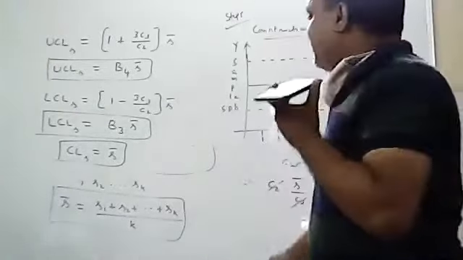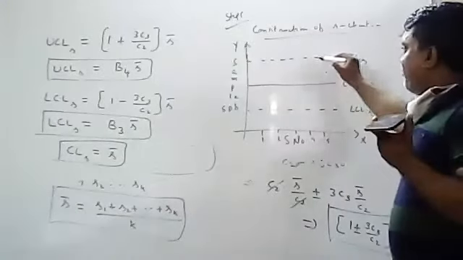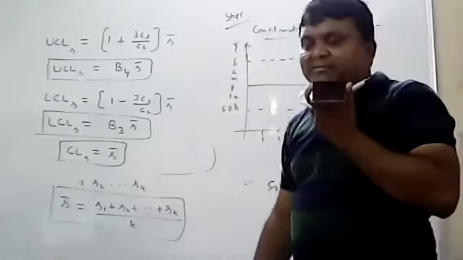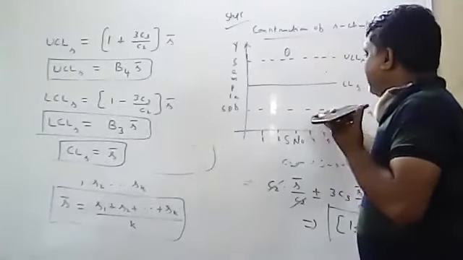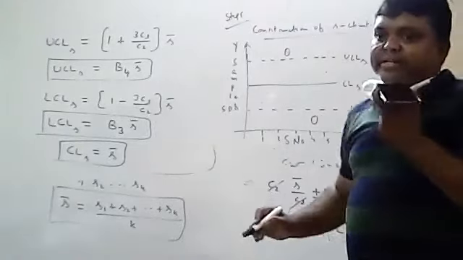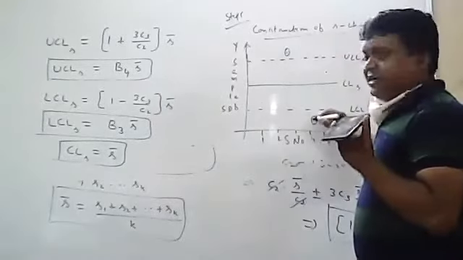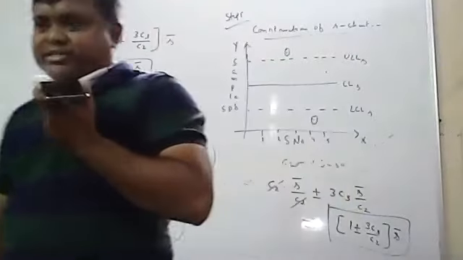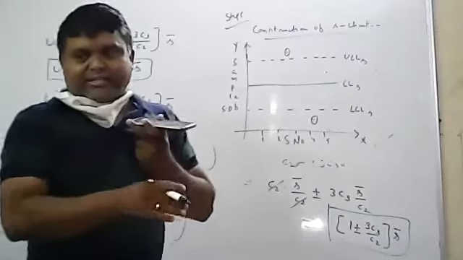How will you get the conclusion or interpretation? If your sample standard deviations fall within the UCL and LCL, then the process is in control. Otherwise, the process is out of control. That means if any one point falls outside the control limits, you can stop the process. Why do you have to stop the process? Because you are producing defective items. So remove those defective items and you can start the process again. This is called interpretation.